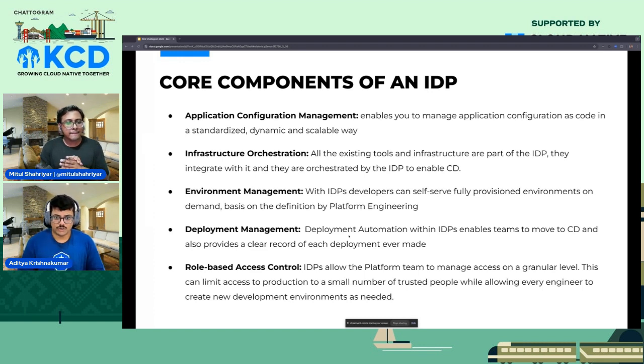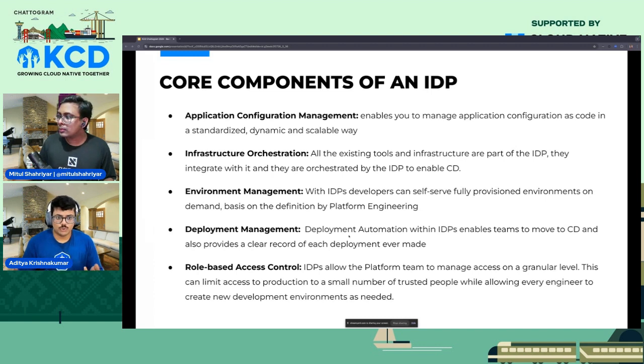Next is infrastructure orchestration. That is all the existing orchestration tools that I just mentioned, for example, Terraform. Your Terraform could integrate with your IDP, and it could be orchestrated by the internal developer platform to enable continuous delivery. Next is environment management. With IDPs, developers can self-serve fully provisioned environments on demand, based on the definitions or standards set by the platform engineering team. Next is deployment management. Whatever deployment automation you would like to have, it enables teams to move to continuous delivery, and also provides a clear record of each deployment.